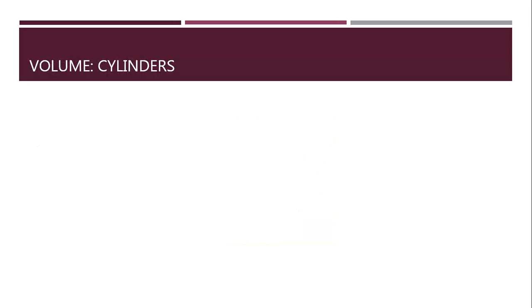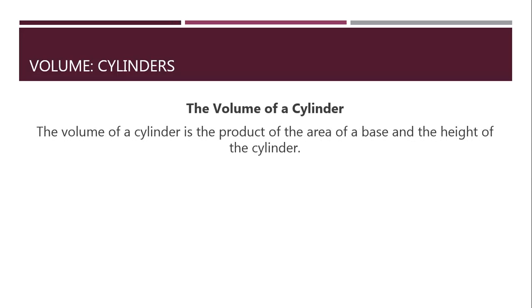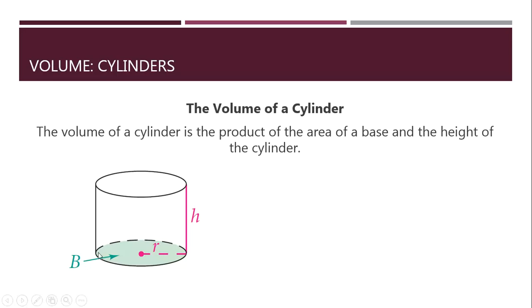No trouble. Moving on to volume of cylinders, exact same idea. You're still going to be able to find the volume of a cylinder as the product of the area of the base times the height of your cylinder, just like prisms. But what makes cylinders different from prisms? Well, in this case, the area of the base is a circle.